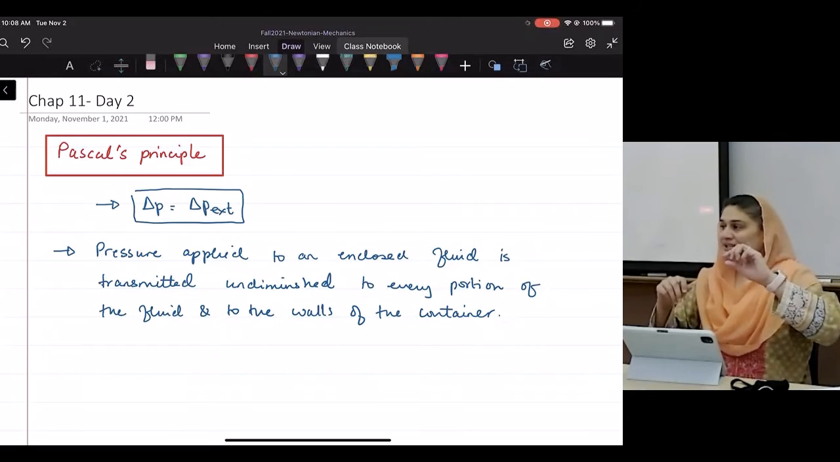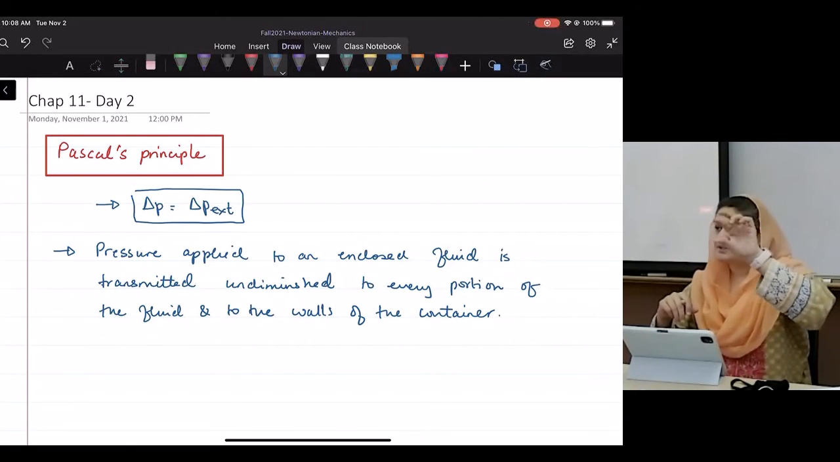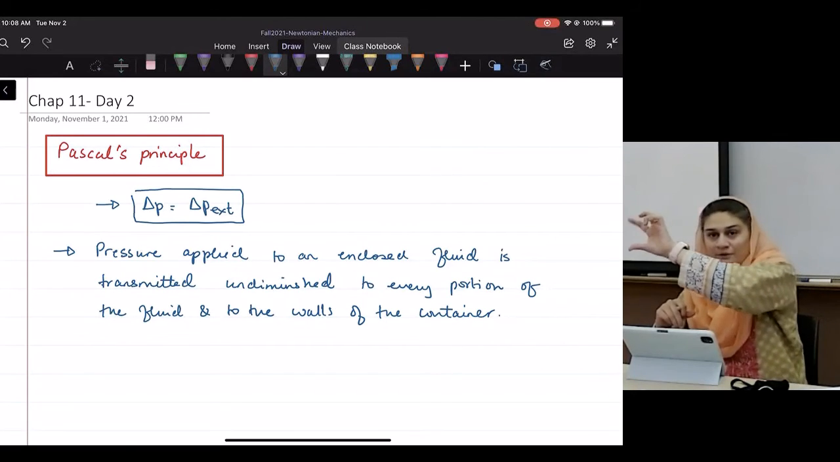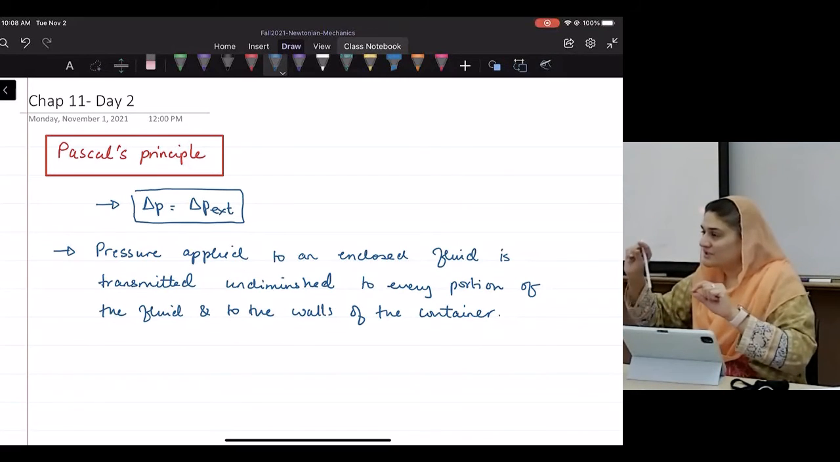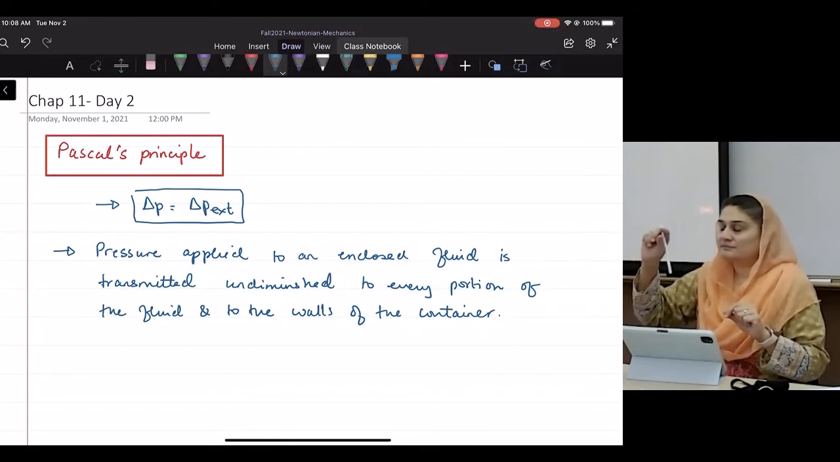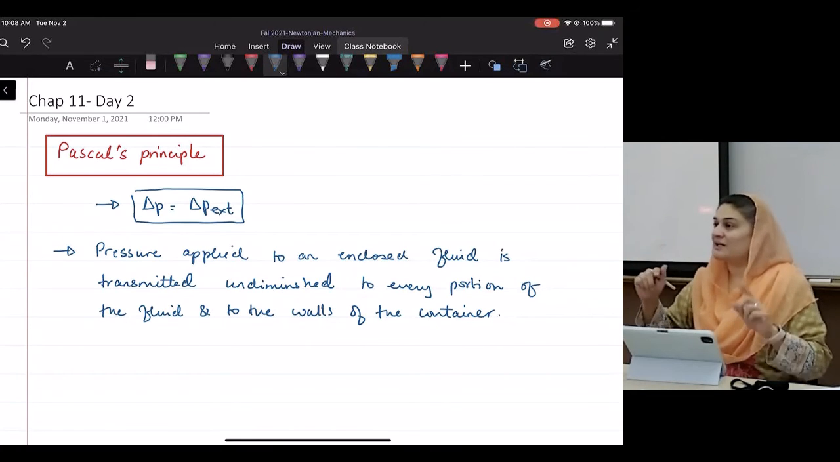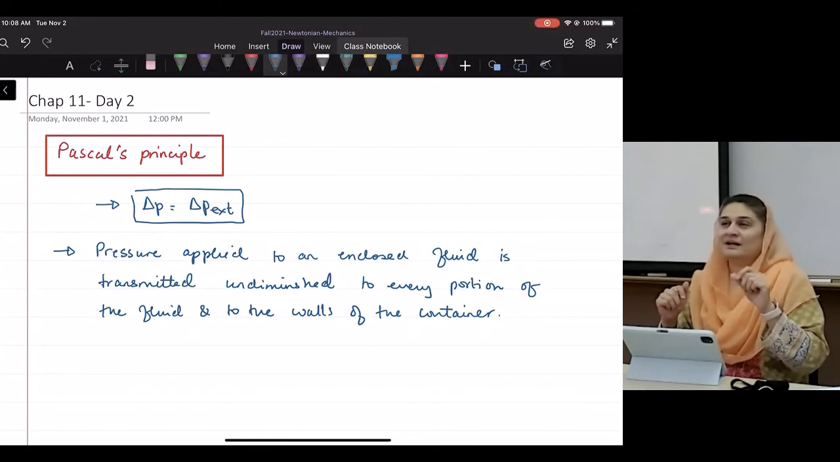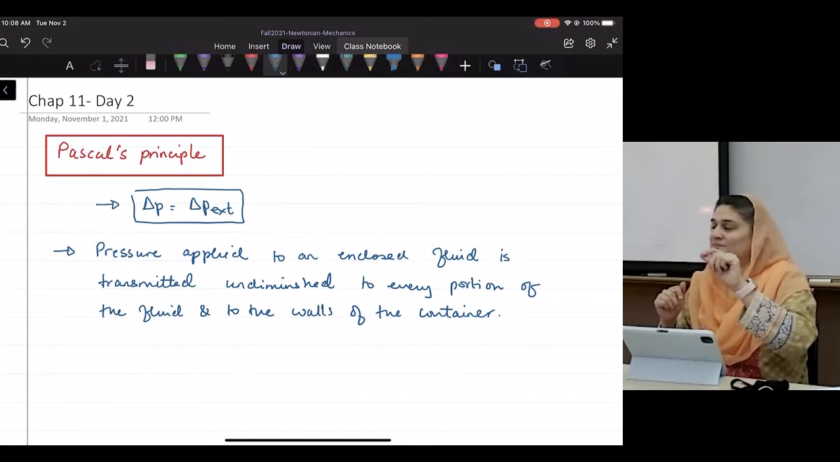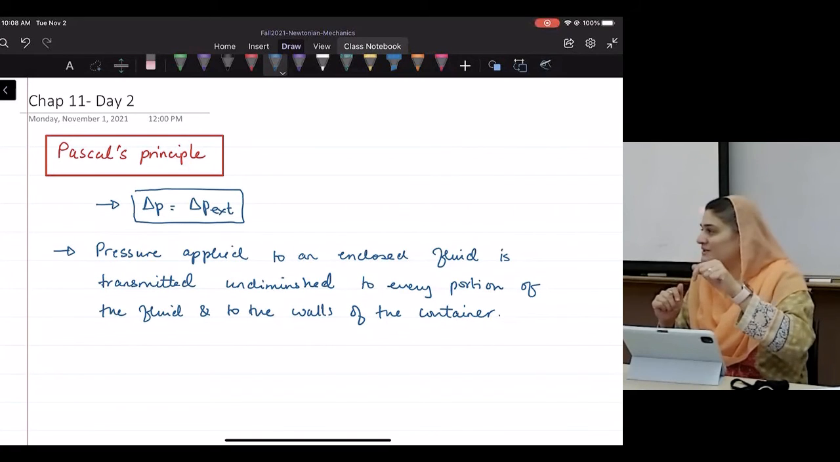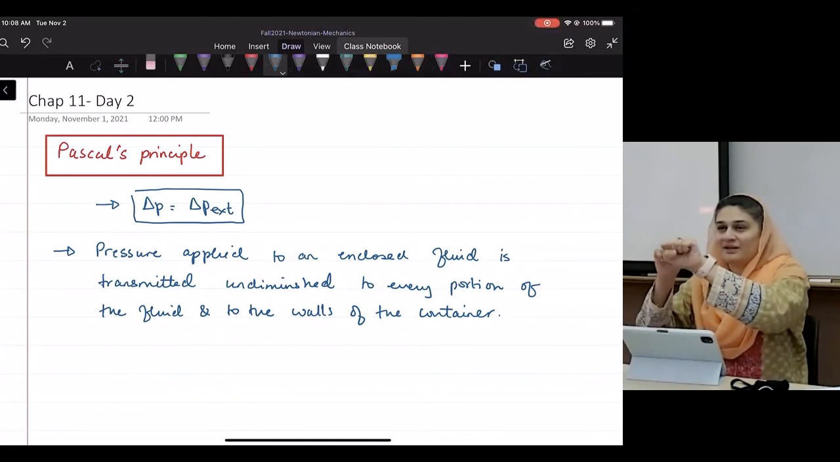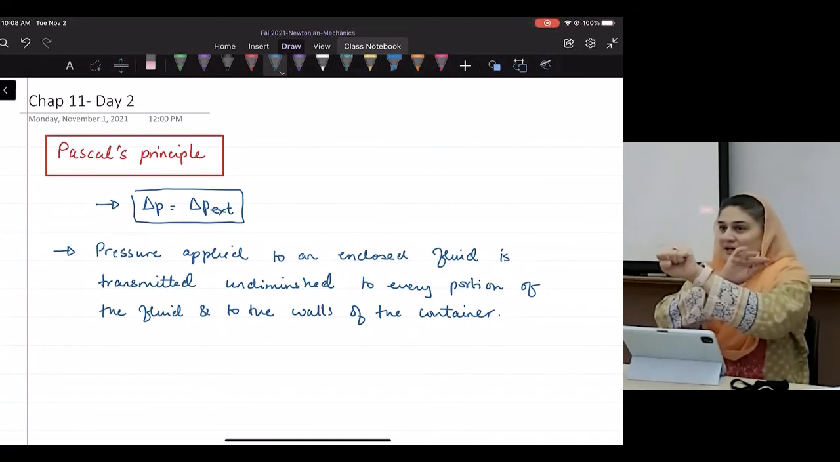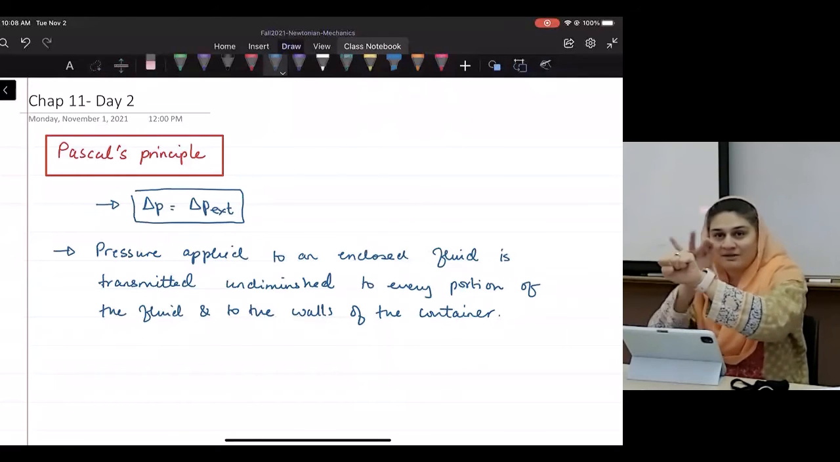So going back to our example of toothpaste, it doesn't matter where you apply the force, right? It gets equally transmitted, and every single time the toothpaste will come out of the same side. If you have a nick in the actual tube, what happens if you press it? It comes out from the front as well as from that nick equally, right? It doesn't matter where that nick is.